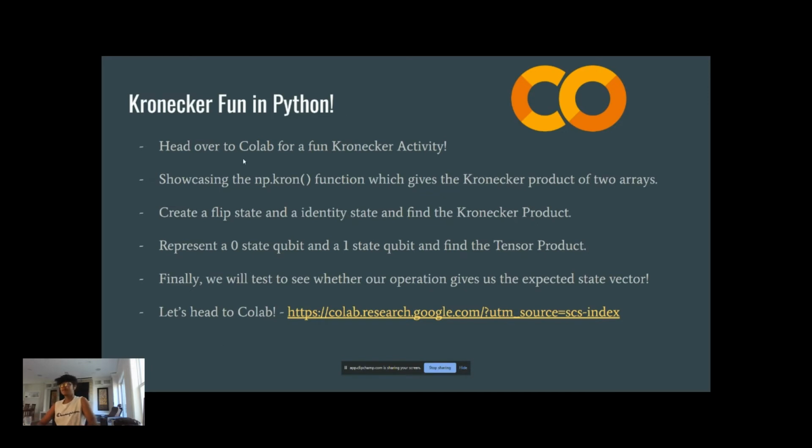But anyways, we're going to be showcasing the np.kron function, which gives a Kronecker product of 2 arrays or 2 matrices. We're going to be using the flip state and the identity state and find its Kronecker product. Then we're going to represent the 0 state qubit and the 1 state qubit and find its tensor product. And then finally, we'll be testing to see whether our operation gives us the expected state vector, meaning that they should both be the same. So why don't we head to Colab?